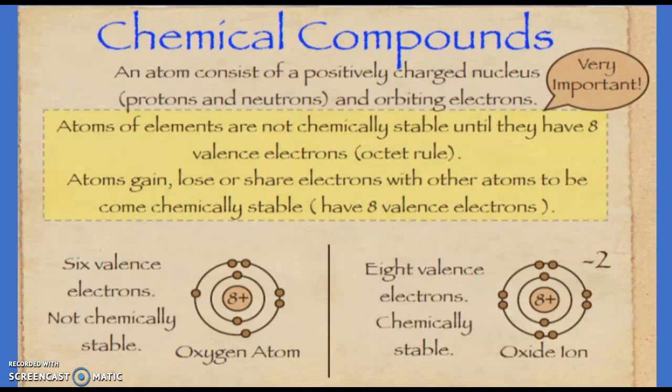Chemical compounds, this is just a reminder that you have to have 8 valence electrons, and that in ionic bonding atoms gain or lose, or in covalent bonding share, electrons with the other atoms to become chemically stable. So this oxygen only has 6 valence electrons, so it is going to bond with another atom that is going to give it a total of 8, probably out of group 2.